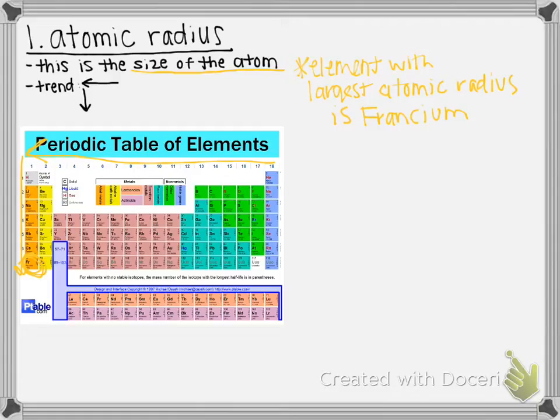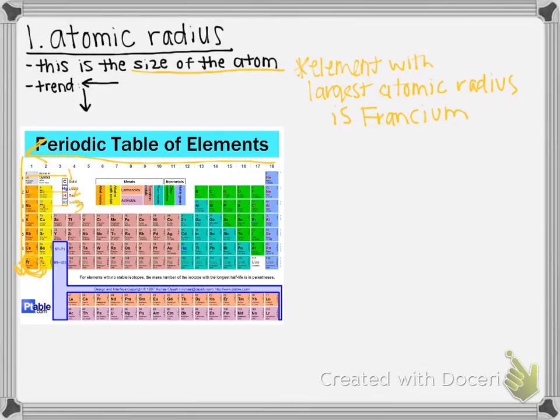The reason why it increases as you move down, or why the atom gets larger, is because you have more energy levels. So if you think, hydrogen has 1 energy level because it's in period 1, lithium has 2 energy levels, sodium has 3.